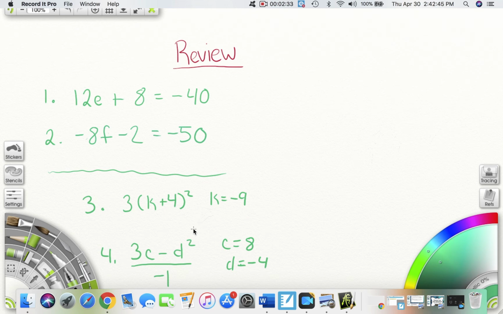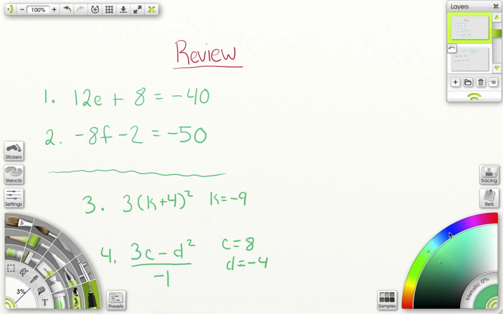We're also going to be talking about how, when you're trying to isolate a variable and balancing an equation, the variable can be a negative number, or it can be an integer, I should say. So on that note, let's get started with our first few practice questions. So our first question is 12e plus 8 equals negative 40.